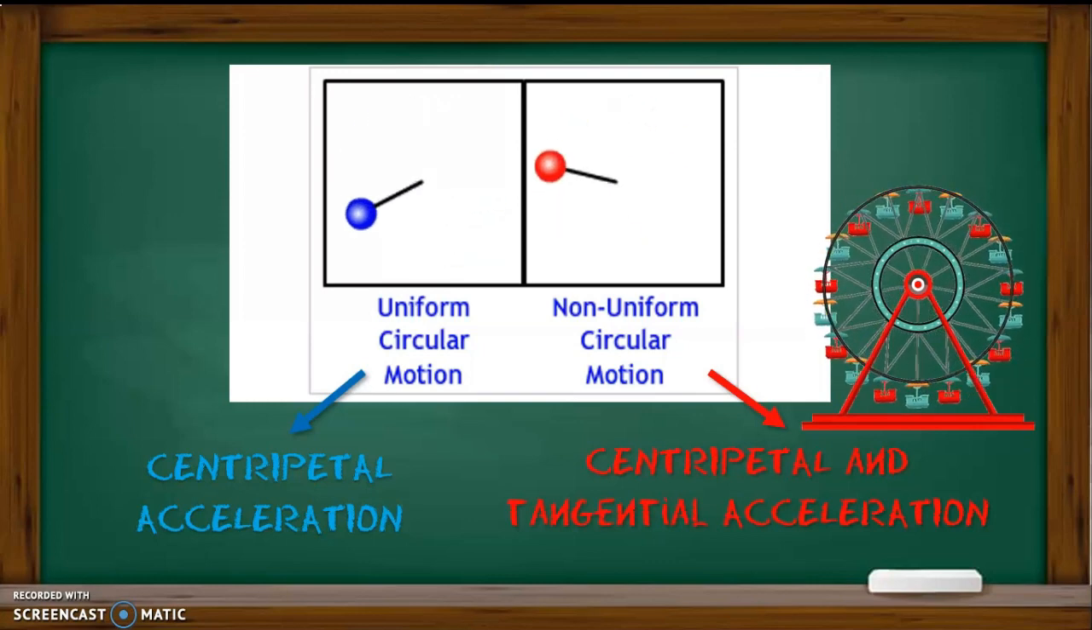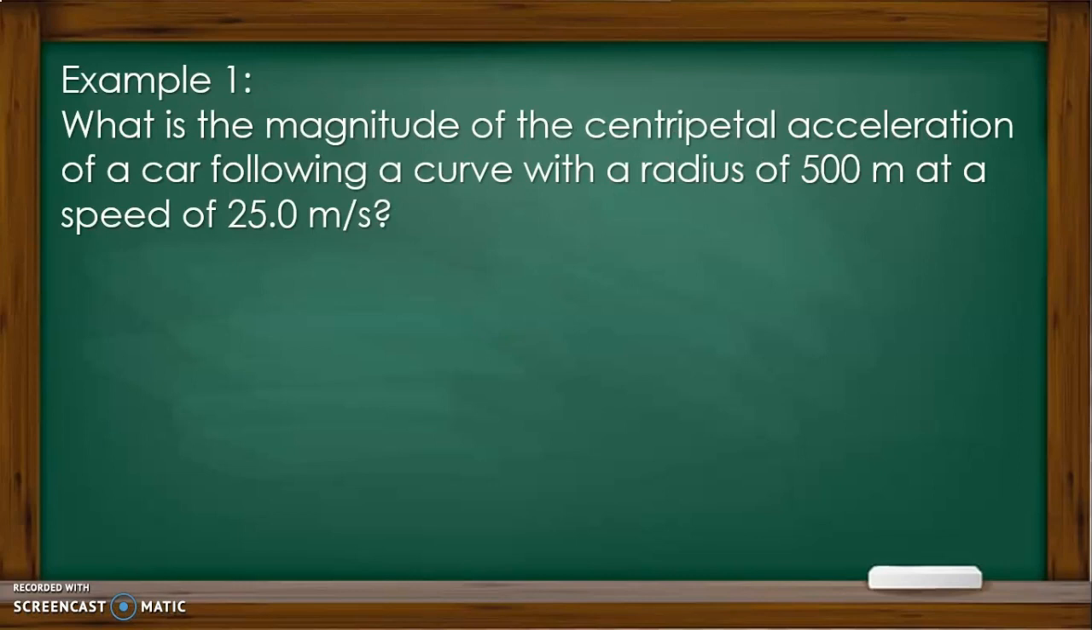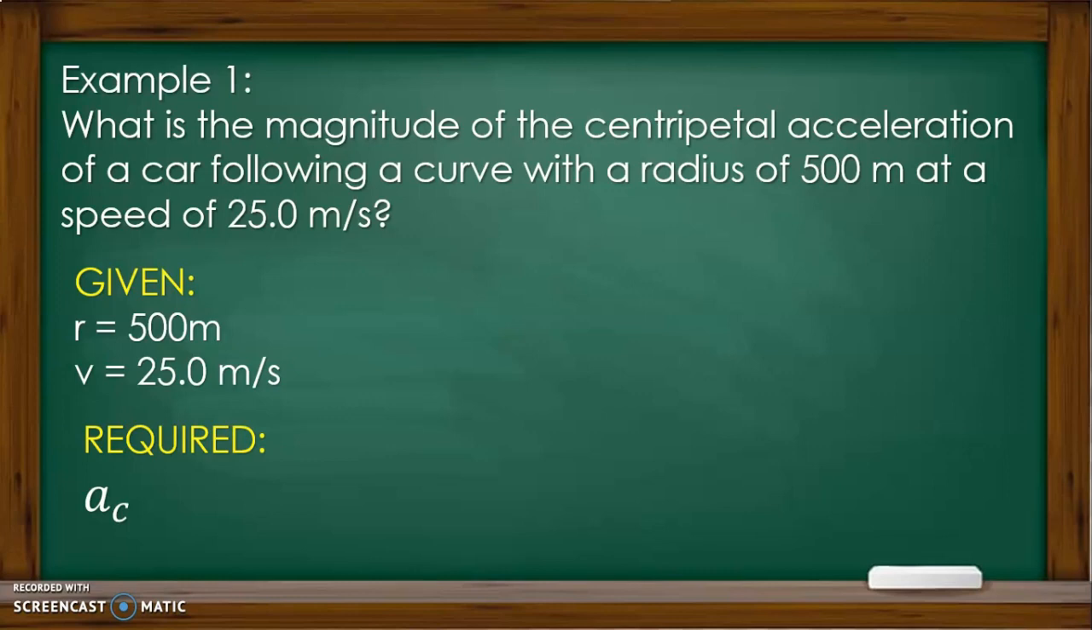For you to better understand centripetal acceleration, let's try to answer the following problems. Example number 1. What is the magnitude of the centripetal acceleration of a car following a curve with a radius of 500 meters at a speed of 25 meters per second? In this problem, we are already given the radius and our speed. The radius is equal to 500 meters, while the velocity or speed is equal to 25 meters per second. Then, we are required to find the magnitude of the centripetal acceleration.